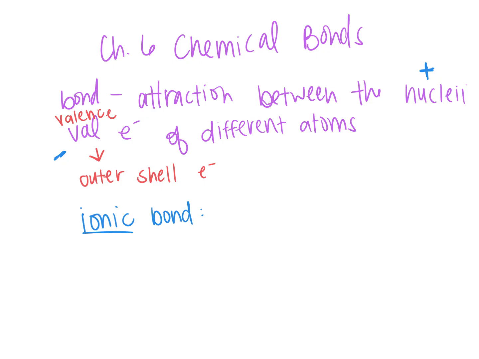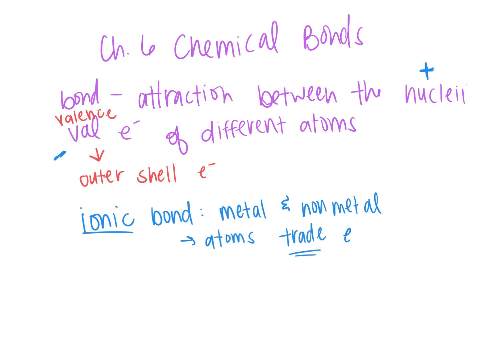Metal and a nonmetal. So the same is true for an ionic bond. It's between a metal and a nonmetal. Okay, metal and nonmetal. And this is when atoms trade electrons. Trade is really important. Okay, they don't share electrons, they trade electrons.